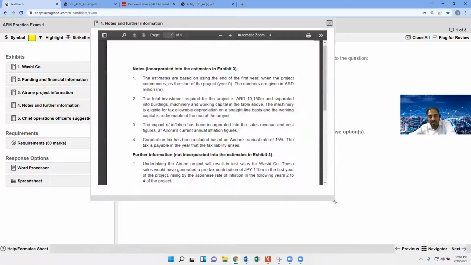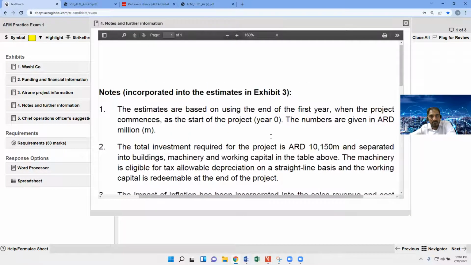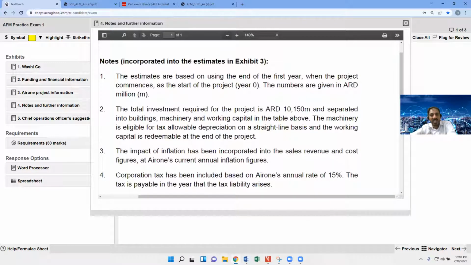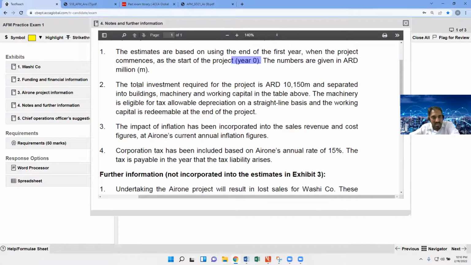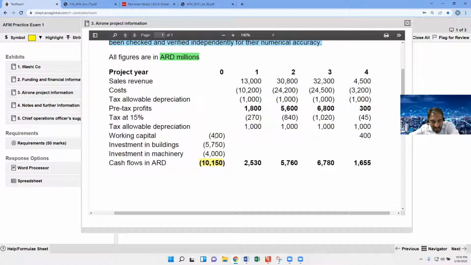Notes and further information. Notes incorporated into the estimates in Exhibit 3. That means the Air One project information. The estimates are based on using the end of first year when the project commences start at the project Air Zero. Okay, we will assume Air Zero. The numbers are given in ARD millions. The total investment required for the project is 10,1050, separated into building, machinery, and working capital in the table above. Okay, let's check: 10,150, 4, 5.7, 400.